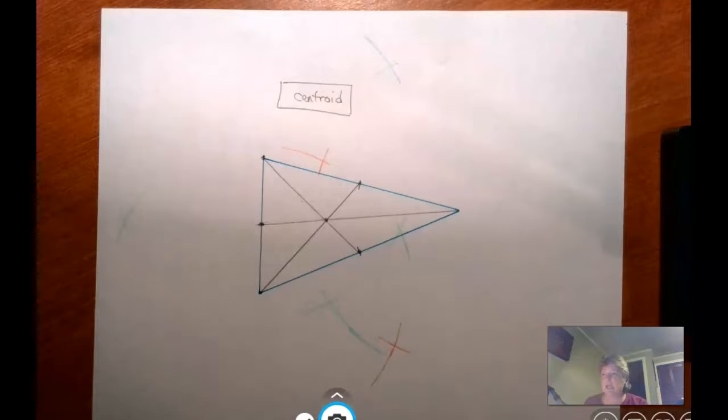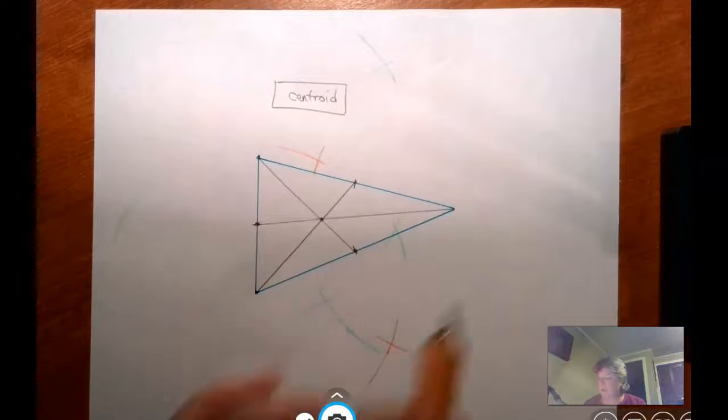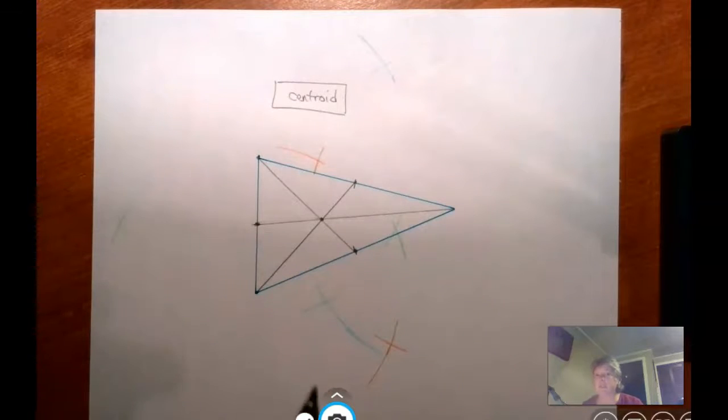The cool thing about this one is if you had some sort of thicker paper and you cut the triangle out, this is the balance point. It's the center of gravity of this triangle. So if I were to cut this out, I should be able to balance that triangle right on my pencil. I don't know if I could do it with this thinner paper, but if you had some kind of cardstock or something.